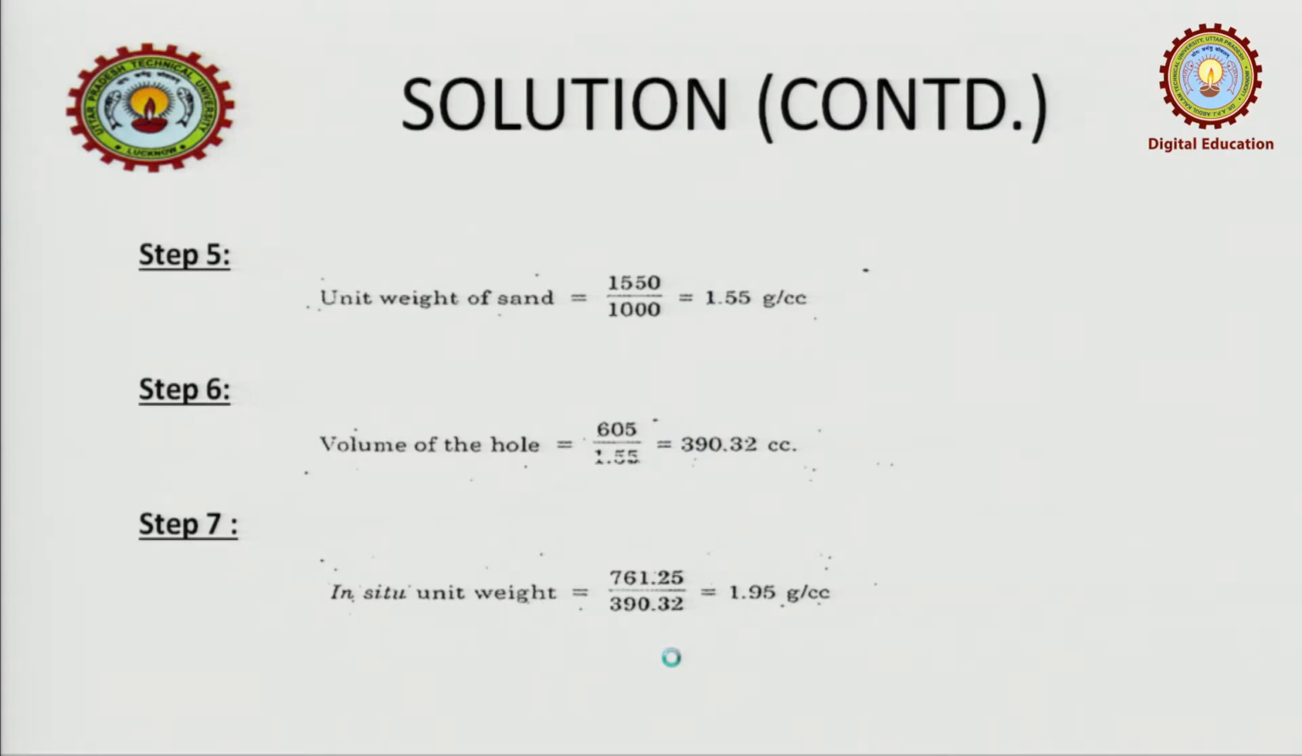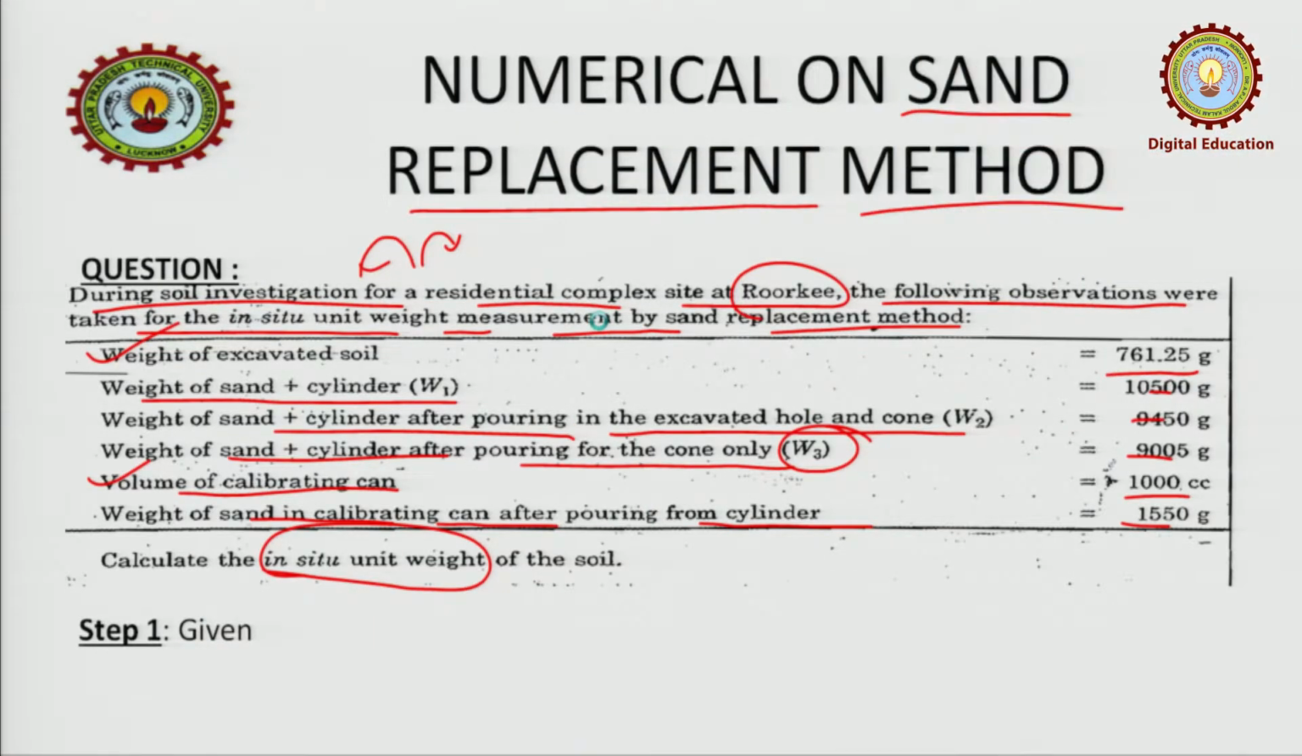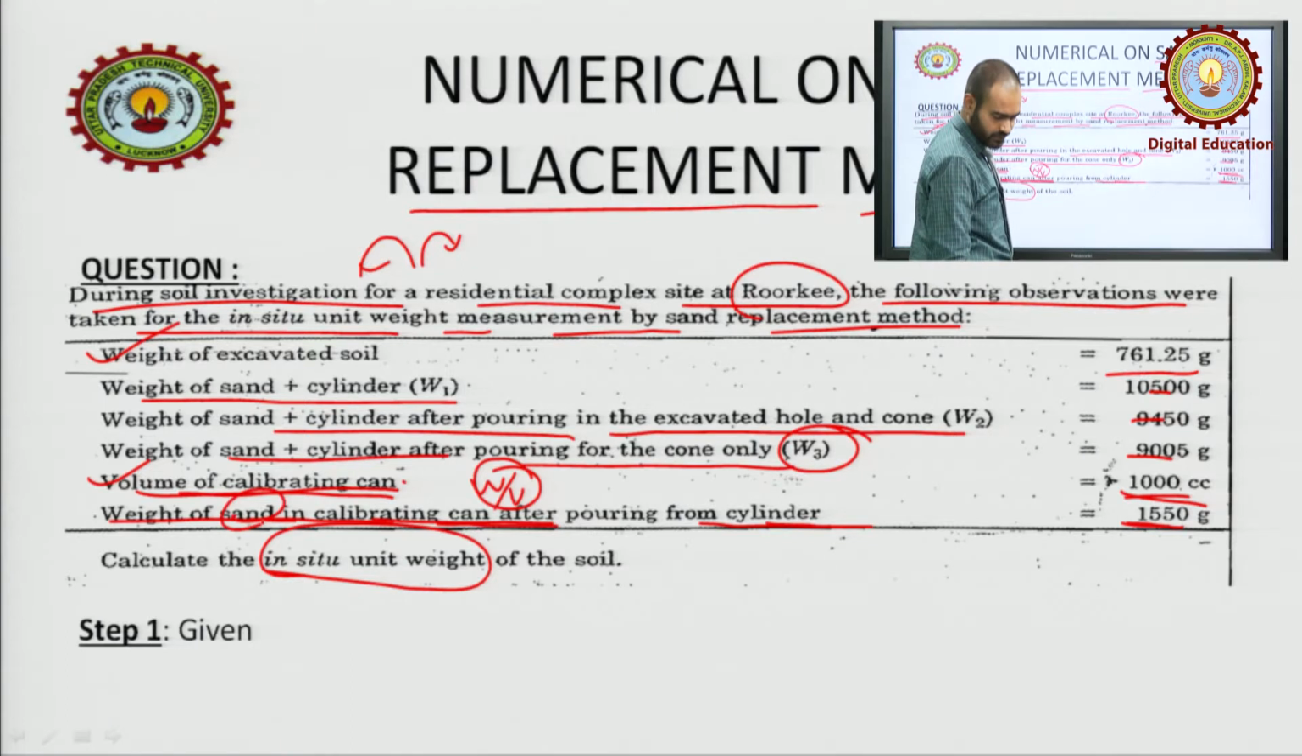Now, for the unit weight of sand, what do we want? This is the volume of the can. You can see the weight of the sand in the calibrating can after pouring is given to us, and the volume of that calibrating can is also given to us. So we can just divide W by V to get the sand's unit weight.